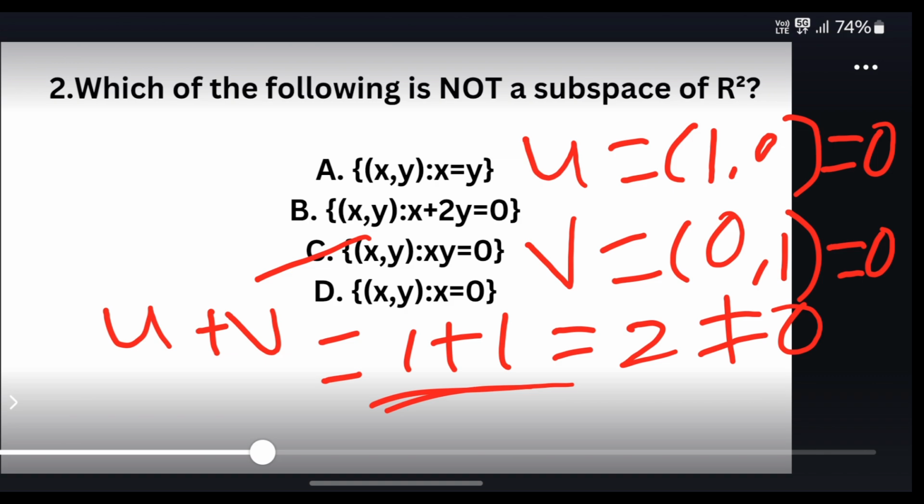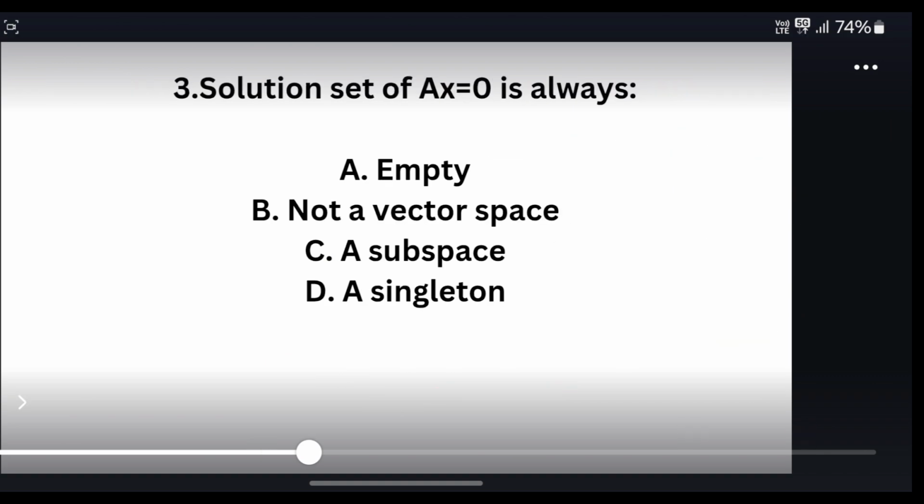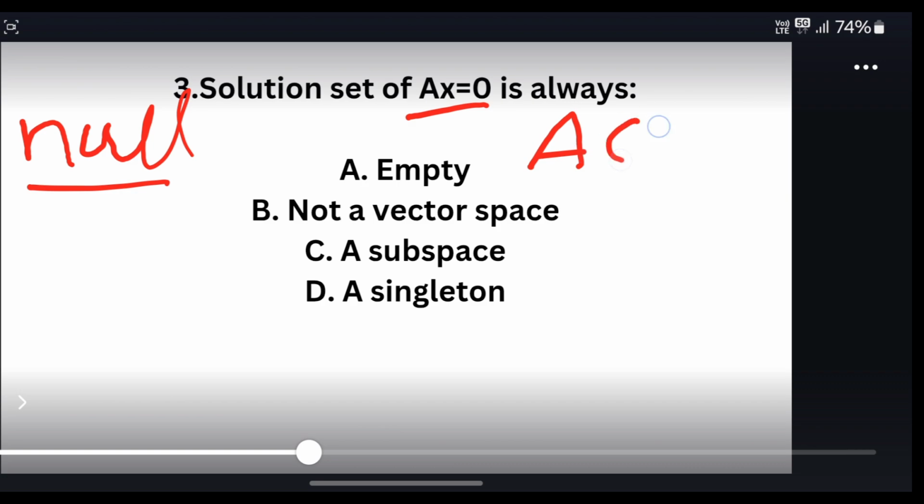So next MCQ, question number 3. The solution set of Ax equal to 0 is always: A empty, B not a vector space, C a subspace, D a singleton. Ax equal to 0 is the null space or kernel. To check whether this is a subspace, we need to satisfy the 3 conditions. First one is the zero vector. Suppose you consider A of 0 equal to A into 0, which is 0. It satisfies the first condition.